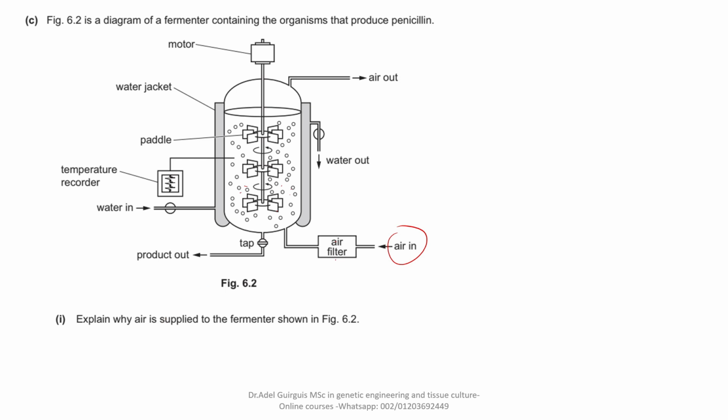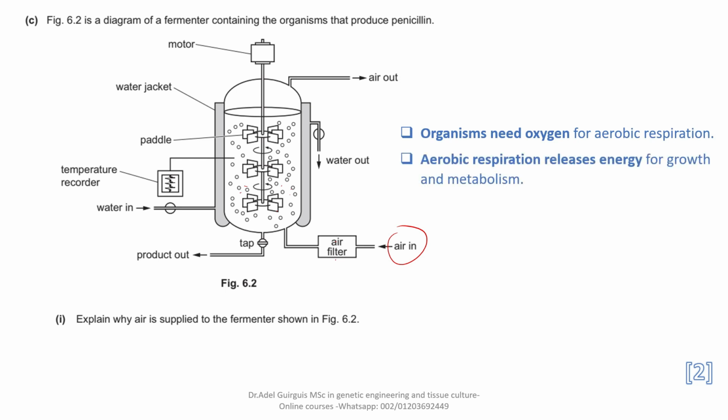Of course, this fungus is aerobic in respiration. It carries out aerobic respiration to release the energy needed for growth and metabolism. So the answer: the organism needs oxygen for aerobic respiration. During aerobic respiration it releases energy for growth and metabolism.